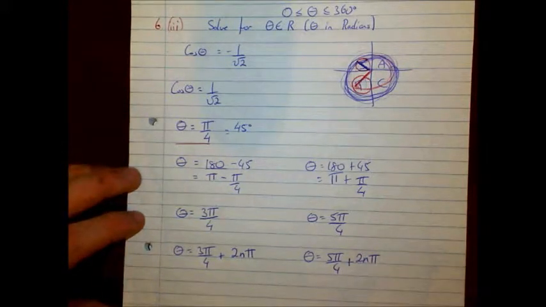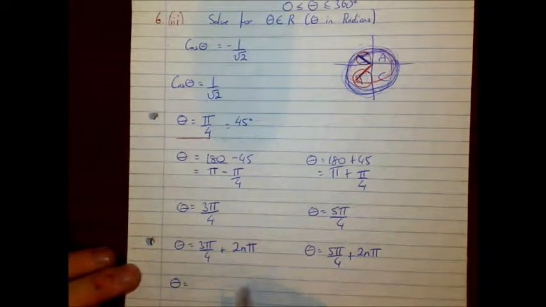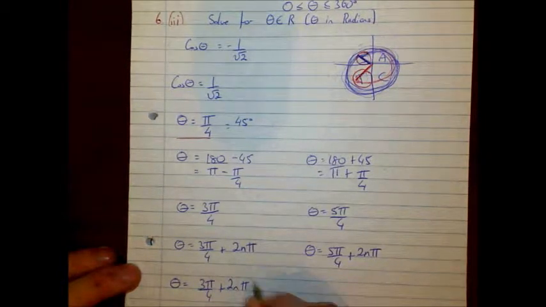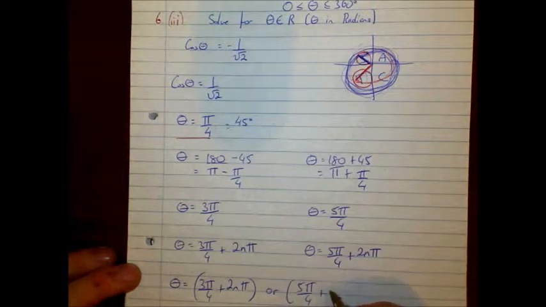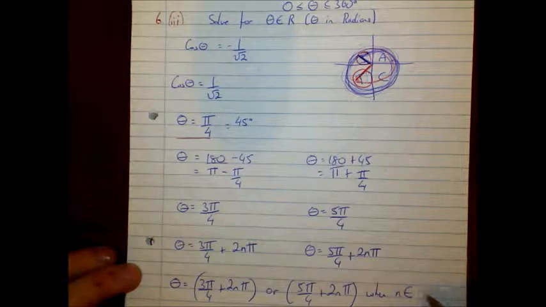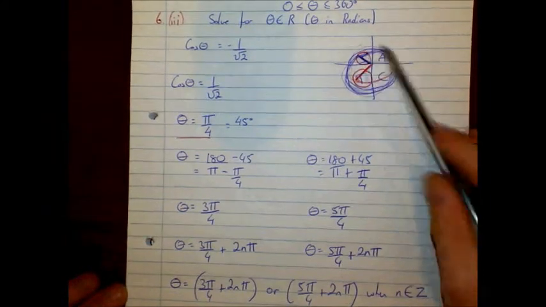So my final answer is theta is equal to 3 pi over 4 plus 2n pi. That's one answer. Or 5 pi over 4 plus 2n pi, when n is an element of Z. Which means what? If I was to go backwards a full revolution, or to go forwards a full revolution, I still get the same answer.